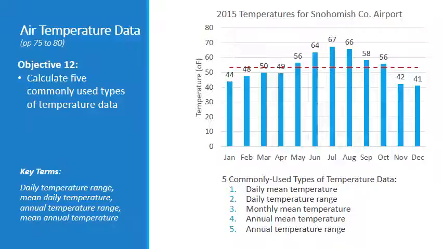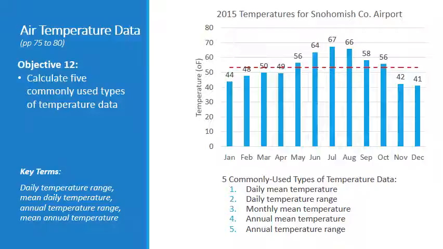So the chart here shows the monthly mean temperatures for the Snohomish County Airport for the year 2015, as well as the annual mean temperature, which is represented by the dashed line. And you can see that we reach our peak temperature in the month of July and see our minimum in December. And that should seem familiar to you.